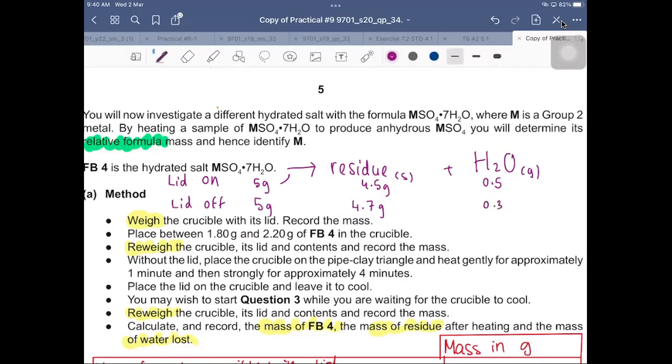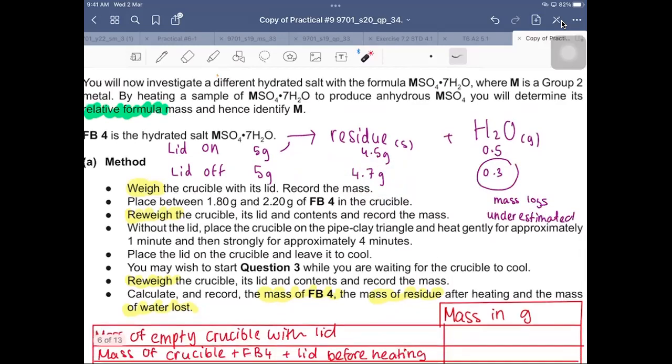The effect here is that the mass loss is now underestimated. Okay, mass loss of H2O is underestimated. The mass of residue is now overestimated. It makes sense. Okay? Now we want to know what's the effect.